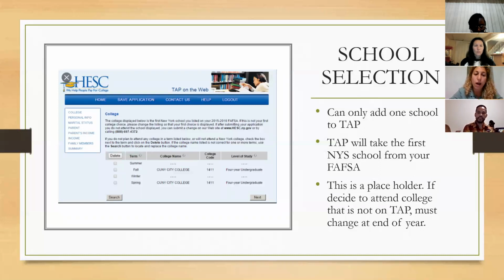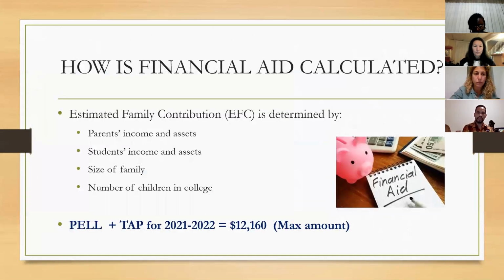When you decide what college you're going to go to at the end of the year, around May, then you can go back into your TAP and change it to the actual college that you're going to. So again, the college that's listed here, you can change it, keep it, it doesn't matter. It's really just a placeholder until you change it to the actual college you're going to go to later in the year. So those are the two applications that everybody has to complete, FAFSA and TAP. Even if you plan on going to a college out of New York State, you still have to complete them because you never know what's going to happen at the end of the day.